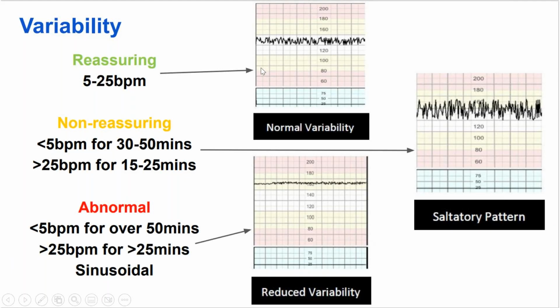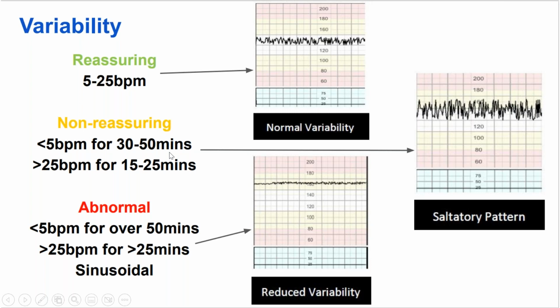Okay, so now these are the examples of variability. You can see here the variability is nearly 5 to 10. So the reassuring feature is that it is 5 to 25. Non-reassuring is if you see it is less than 5 beats per minute for 30 to 50 minutes.